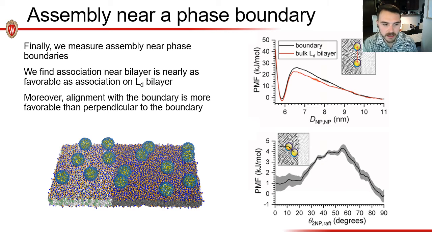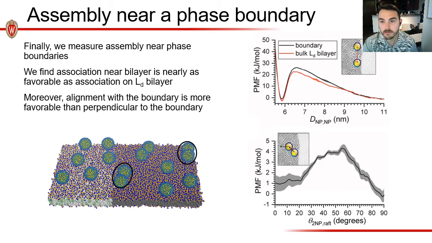So finally, in the last part of this, we wanted to measure assembly near phase boundaries. We can model these phase boundaries as we've shown in our previous work, and we can throw a bunch of nanoparticles on those phase boundaries. We also notice accumulations near those phase boundaries, so we'd like to look at the energetics of that association.